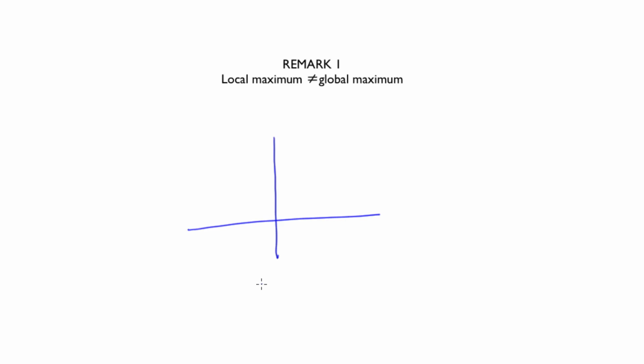Consider a function that looks like this. In this particular function, both this x1 and this point x2 are local maxima because the slope, as we have seen, is equal to 0 in both cases, and they also satisfy the second order conditions. However, it's easy to see that in this particular example, only x1 is a global maximum.